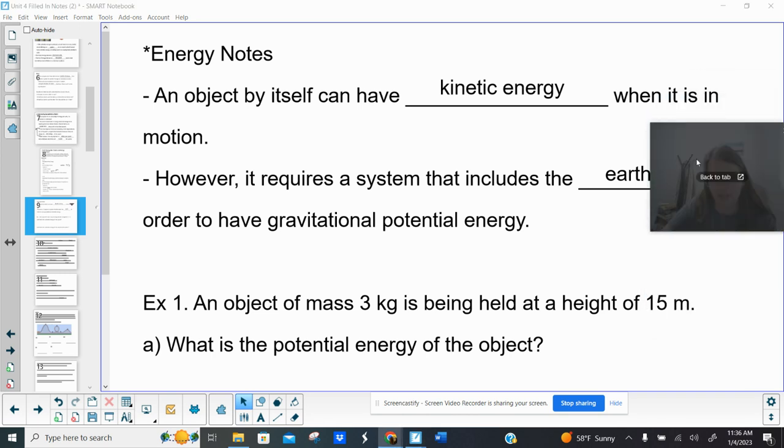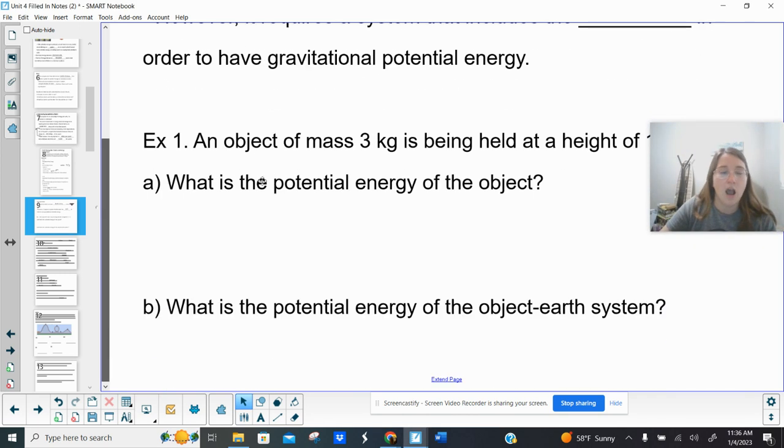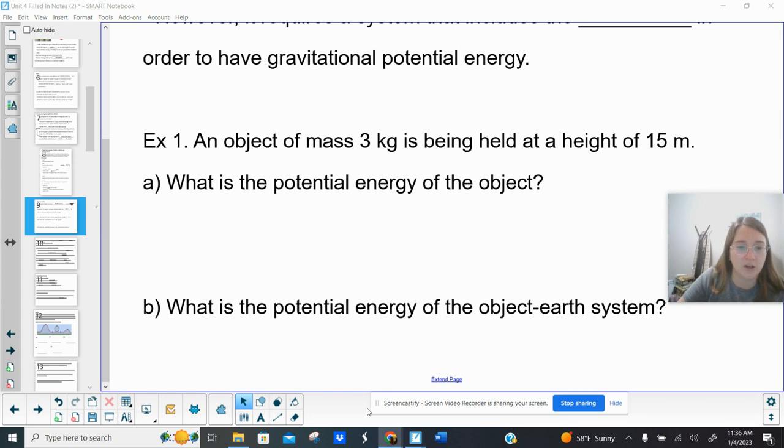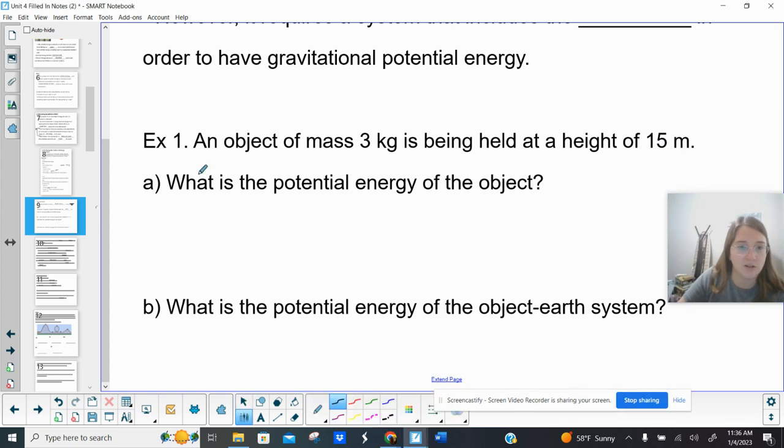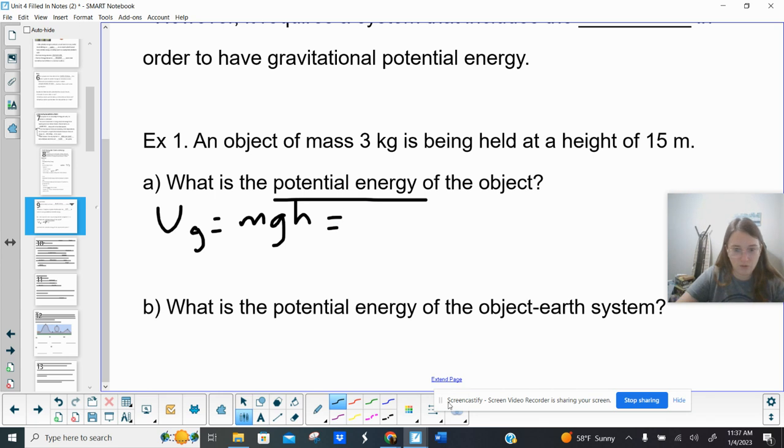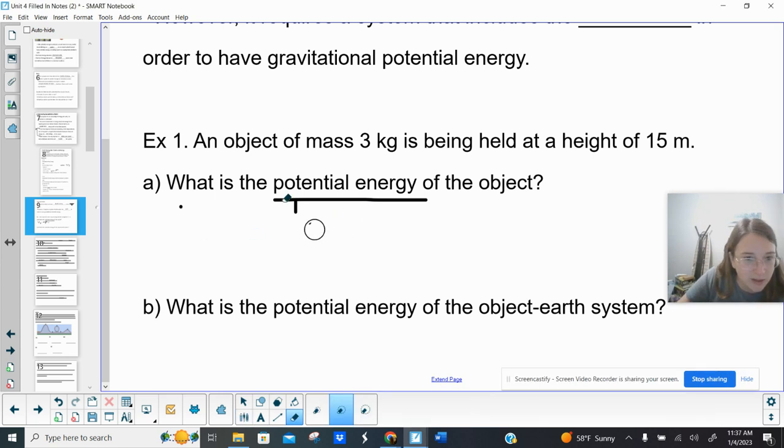So really quickly here, we're just going to practice with the formula. It says an object of mass 3 kilograms is being held at a height of 15 meters. What is the potential energy of the object? So really quickly, look back to your note card. We're on Earth. Our basic formula for potential energy is, copy it down, M mass times gravity, 10, times the height. So this is just very basic.